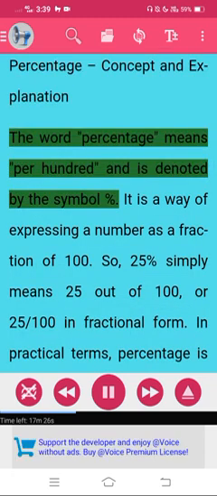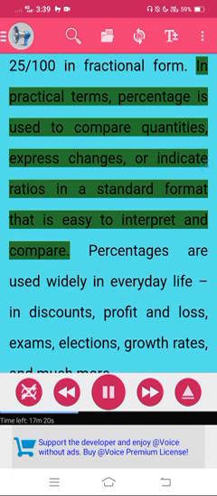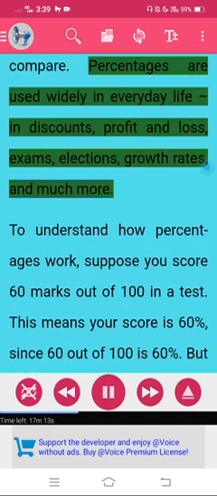The word percentage means per hundred and is denoted by the symbol %. It is a way of expressing a number as a fraction of 100. So, 25% simply means 25 out of 100, or 25/100 in fractional form. In practical terms, percentage is used to compare quantities, express changes, or indicate ratios in a standard format that is easy to interpret and compare. Percentages are used widely in everyday life, in discounts, profit and loss, exams, elections, growth rates, and much more.